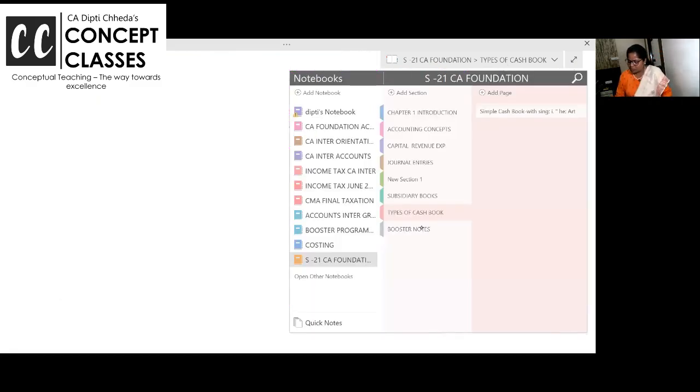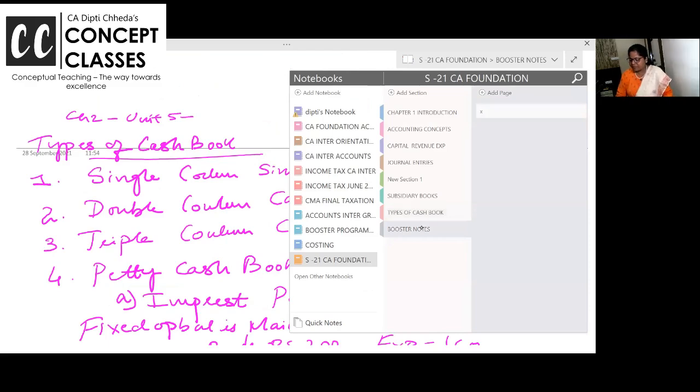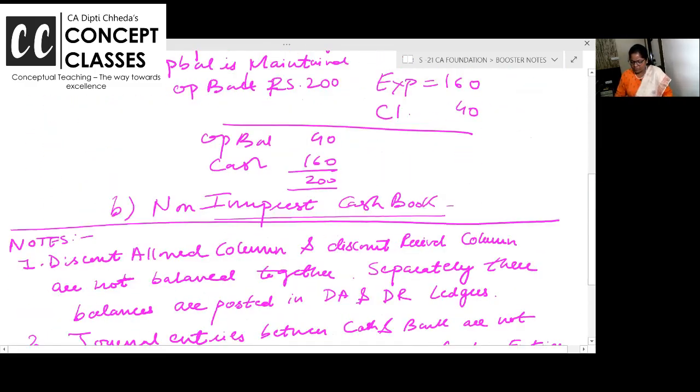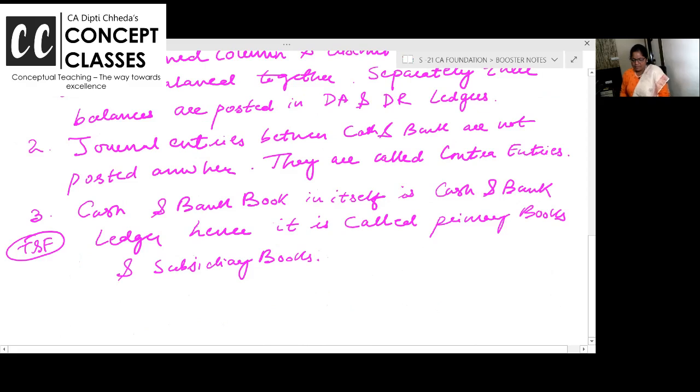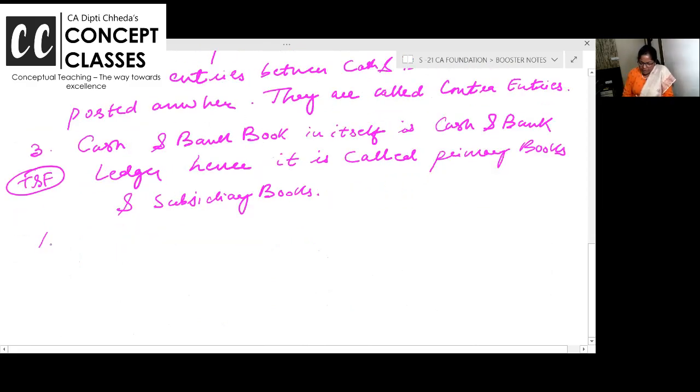Before I close, come to your booster notes, please. See, we have written all this in the booster notes. Discount allowed and received columns are not balanced. Journal entries of cash and bank, because they are only cash book. इसी में next point लिख दो.